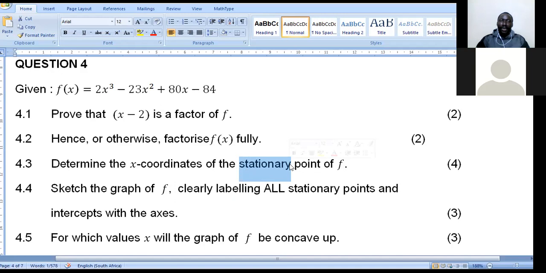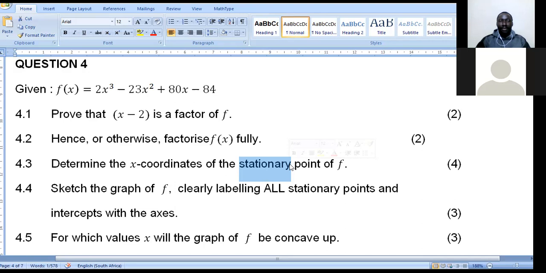Okay? And remember, this is a cubic function. If it was a quadratic function, we would use the expression x equals minus b over 2a. You see, we would use that expression x equals minus b over 2a only if it is a quadratic function. But this is a cubic function. And since it's a cubic function, how do we determine the stationary point? The stationary point is the turning point. And so we are going to differentiate.